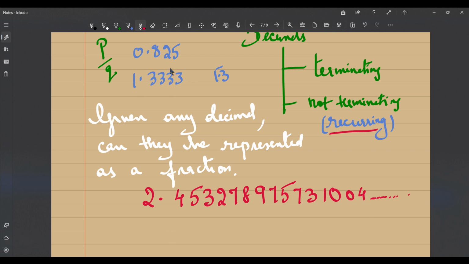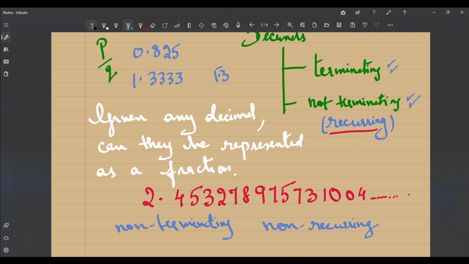So let me name it here. These decimals are non-terminating, non-recurring decimals. Right? So now I have thought of a decimal which does not fall under these two categories. Obviously these decimals cannot be represented as a fraction, as a ratio of two integers, because they do not fall under these two categories.